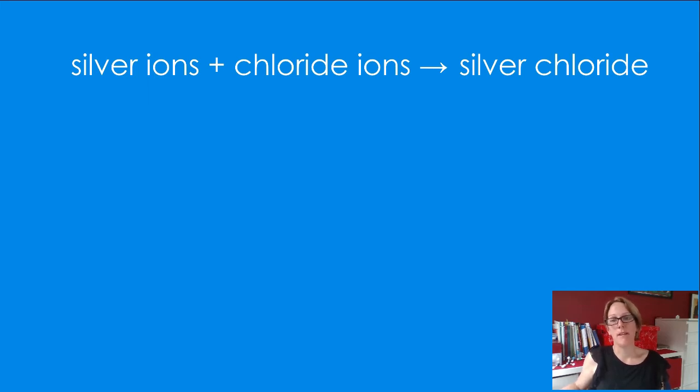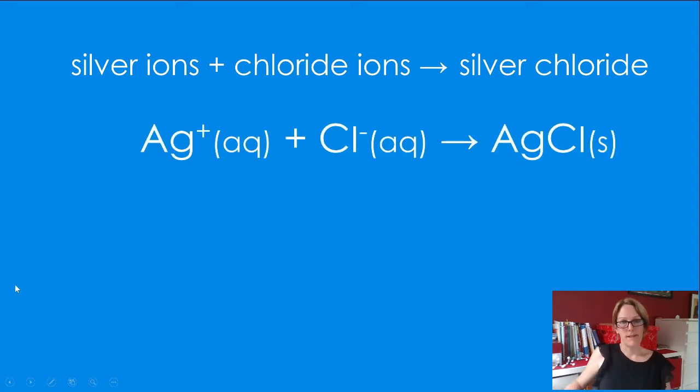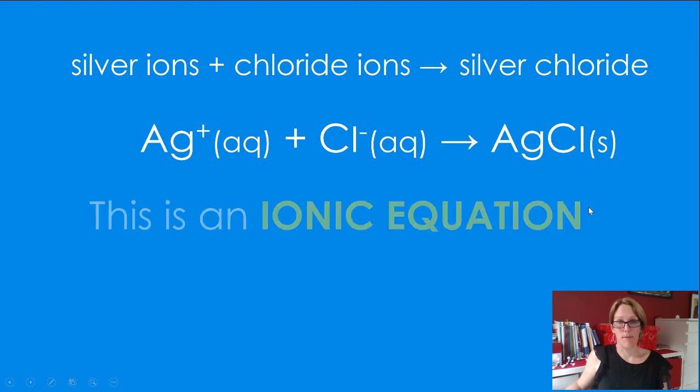silver chloride. I'd see the same thing happening if I used potassium chloride instead of sodium chloride. Sodium's not involved. So I can write an equation that only involves the silver ions and the chloride ions. So the silver ions were in the first beaker in solution, the chloride ions were in the separate second beaker, and when I mixed them together they both came together to make a solid, which is my precipitate.